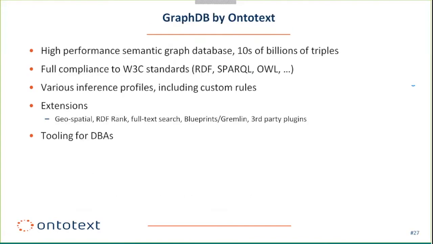And let me mention our graph database solution, which is GraphDB. It's a high-performance semantic graph database that can easily handle tens of billions of triples. It's also fully compliant with the W3C standards, so those are, among others, RDF, SPARQL, OWL. And it also allows for various inference profiles, including allowing you to define your own custom rule sets. And it has loads of extensions.